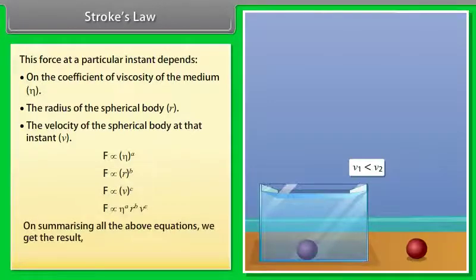On summarizing all the above equations, we get the result: F is equal to 6 pi eta r v.